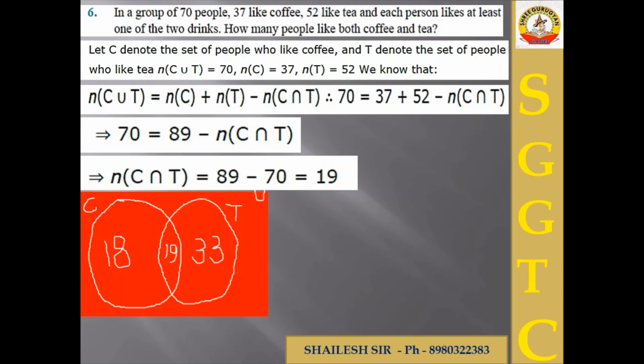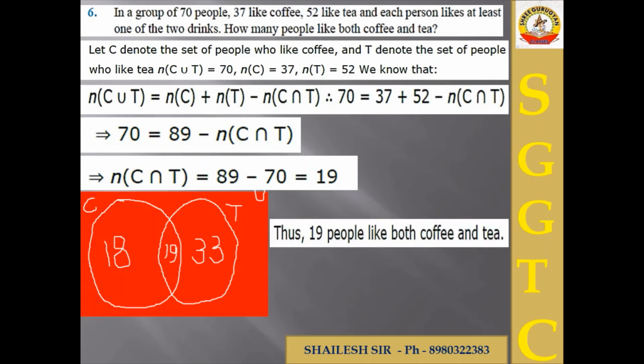And N of T is given as 52. That's why I have written 33 here, because 33 plus 19 becomes 52. So our final answer is done here: 19 people like both coffee and tea. Yes, happily done. And this question is for 2 marks.